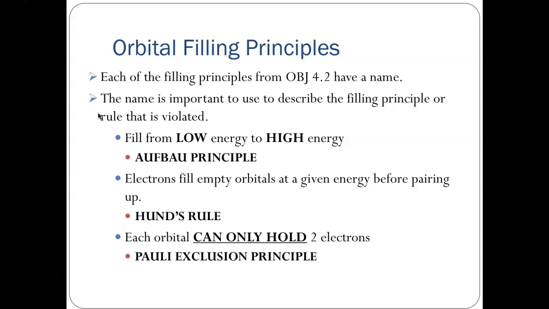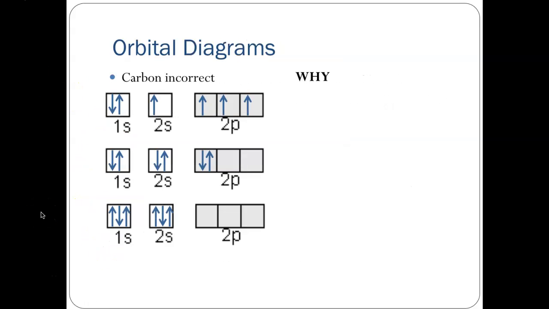And each orbital can only hold 2 electrons. This is called the Pauli exclusion principle. Please take a moment and write these down. Now we have some incorrect orbital diagrams, and we have to decide, using those 3 rules we just wrote down, why they are incorrect. Which rule is violated? So for this first one, please take a moment and think about those 3 rules and think about which rule was violated in this instance.